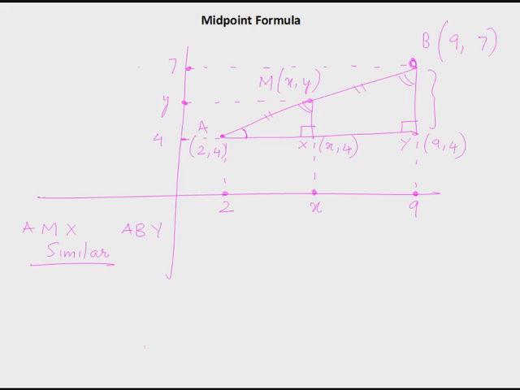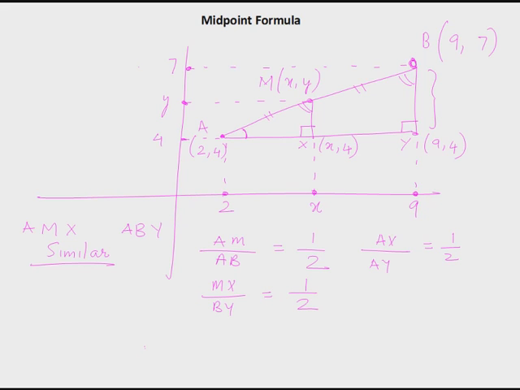We're given that M is the midpoint. So we know that AM is half of AB. It's 1 by 2, AM is to AB. So we also know that AX is to AY is 1 by 2. And we know that MX is to BY is 1 by 2. I've just written the ratios of corresponding sides.